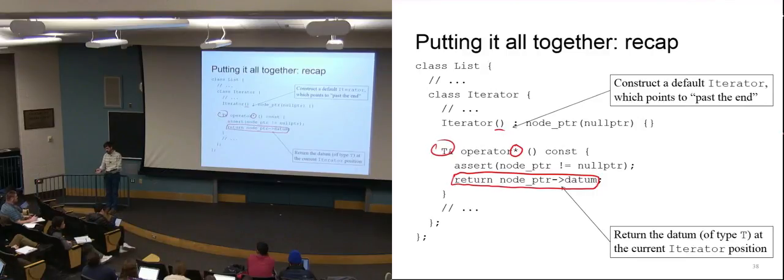So dereference, the goal is to say, all right, I know this iterator points somewhere. I don't really care where it points. I just want the thing that lives inside the list, the thing that it's pointing to. So that's why we use T.